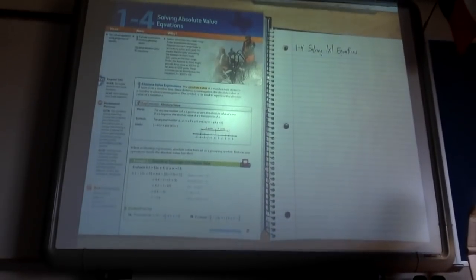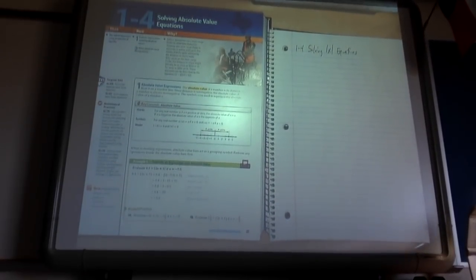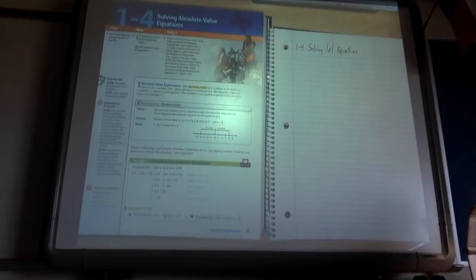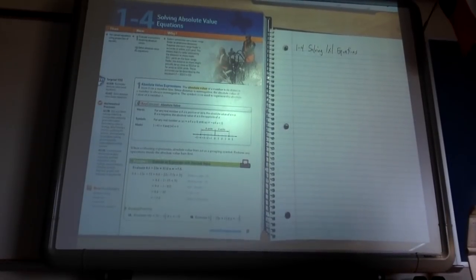All right, today we're starting on page 27 in the book, section 1-4, solving absolute value equations. Absolute value being the way that we measure distance from zero. Now, in true terms of measurement, we're not going to have a number end up being negative when we take the absolute value of it.